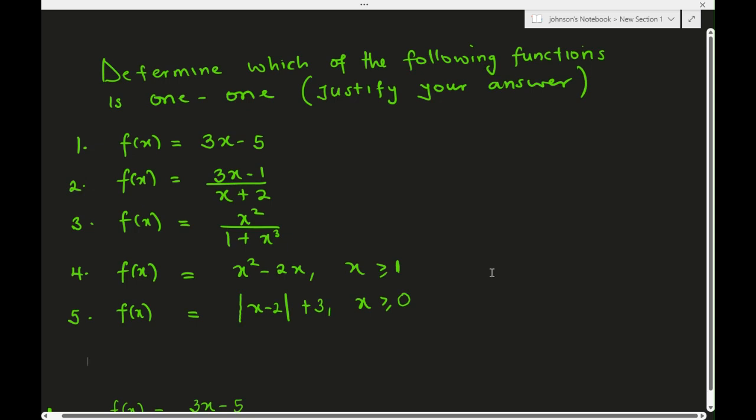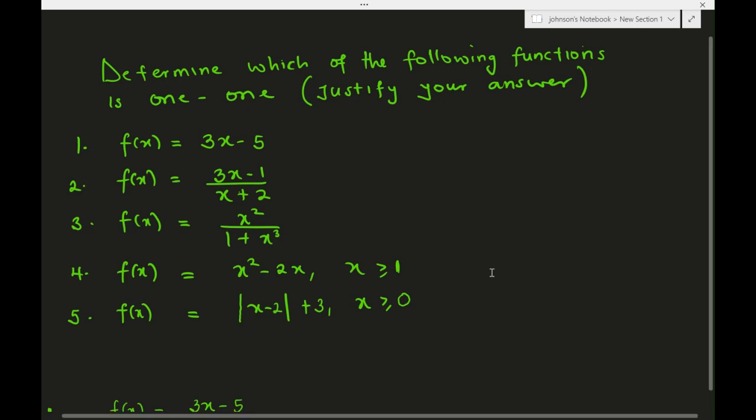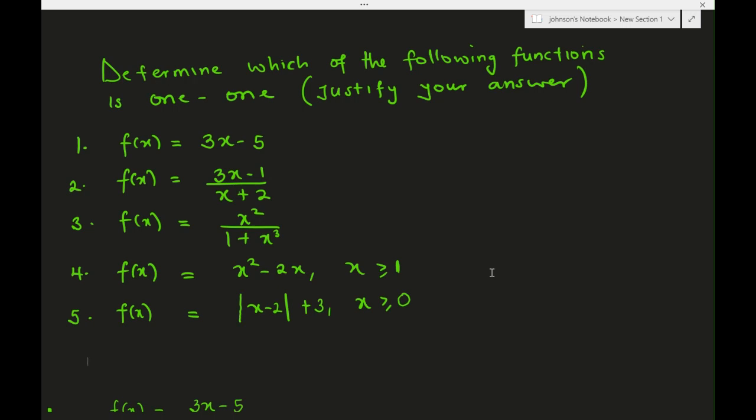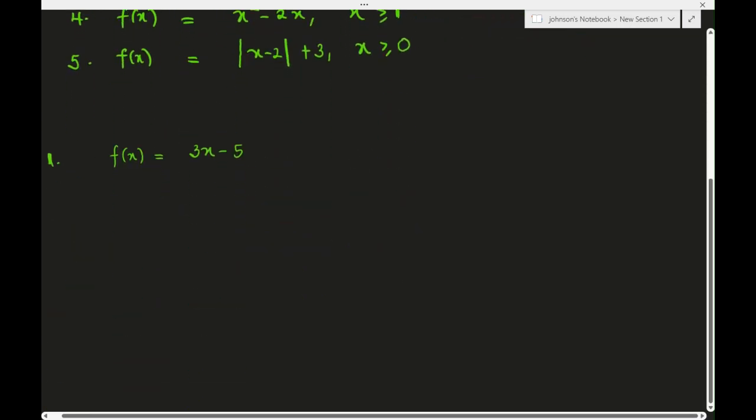Hello viewers, in this video we'll be looking at these questions. Determine which of the following functions is one-to-one, and we're to justify our answer. In other words, we give reason for our conclusion. So here we have five functions from 1 to 5. Now let's begin with the first one.